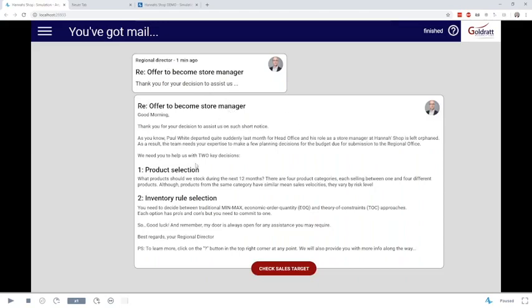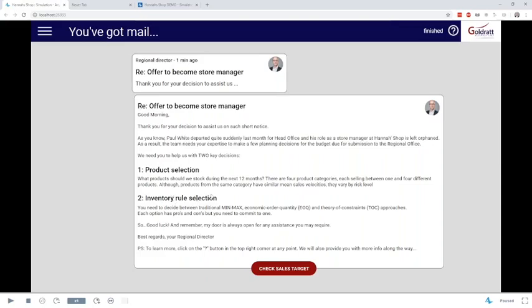And no need to read through this now. This is basically what Alan was just describing. With this promotion, there are two things that you need to decide to manage your store for the next year. The first is the product selection, and the second is which inventory rule you actually want to follow.